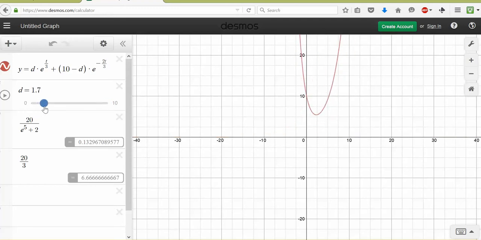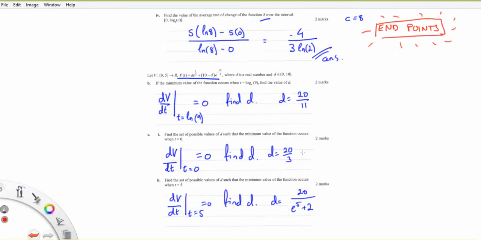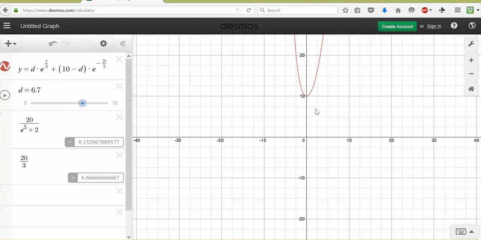So let's go to d equals, let's play with this d value. This 20 on 3 here is about 6.6. There we are. You can see what's happening there. See how that minimum is occurring right where we would expect it. It's occurring when t equals 0, which is exactly what we have here. That minimum's occurring when t equals 0. However, it's a local minimum. Just there. It's a local minimum.